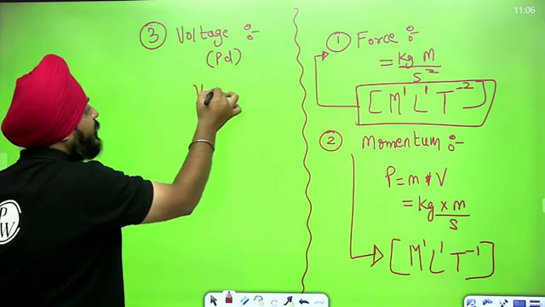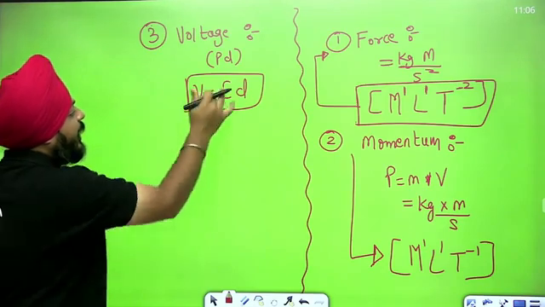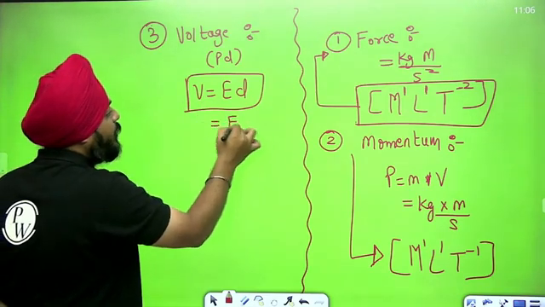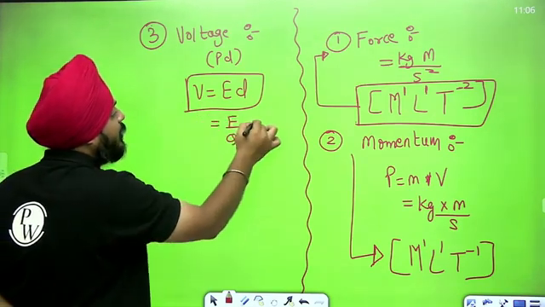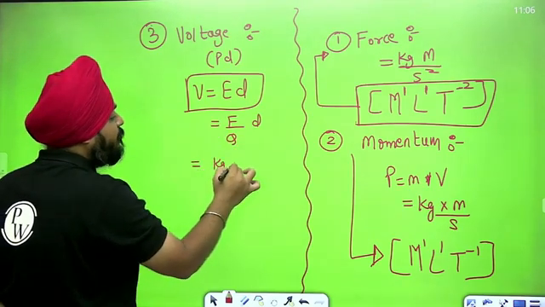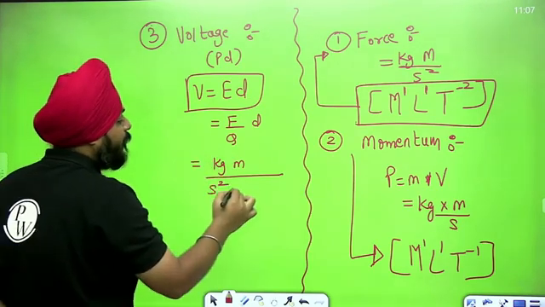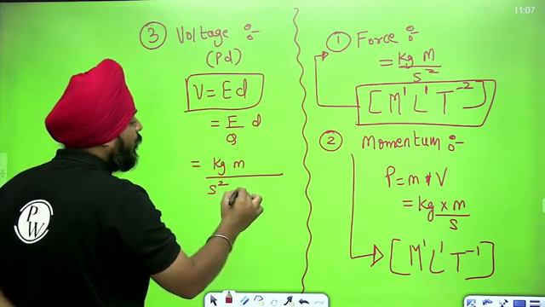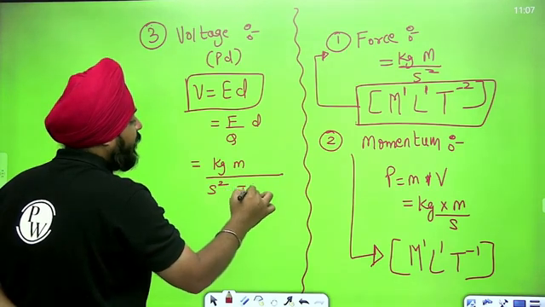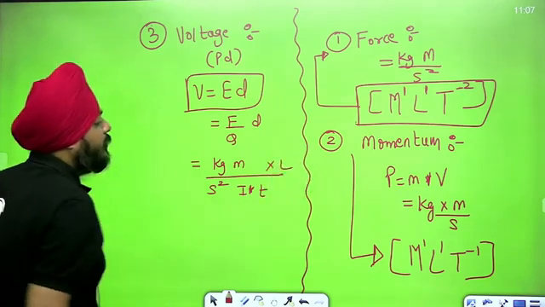So we are going to define V is equal to E into d. Electric field is force per unit charge, d is the distance. What is the unit of force? Kg meter per second square. What is the unit of charge? That is coulomb. Coulomb is current into time. What is the distance? That is length.